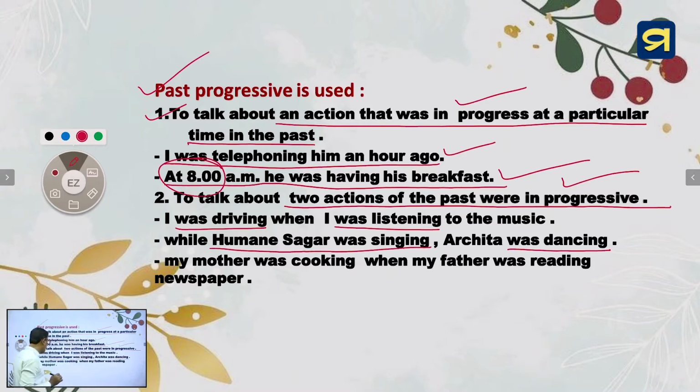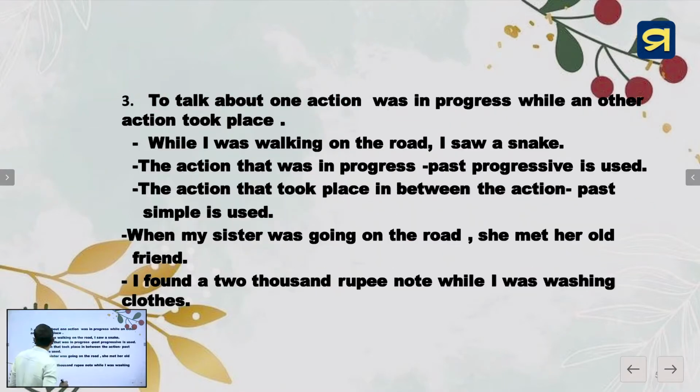Okay, next. My mother was cooking when my father was reading the newspaper. You see, was cooking and was reading the newspaper. Have you understood? While the two actions were in progress, both the actions will be in past progressive tense. Number 3.